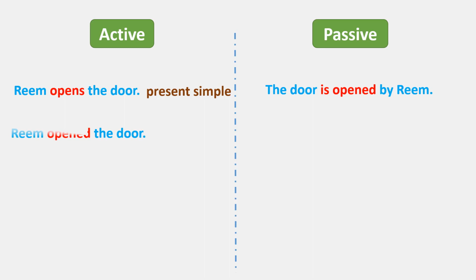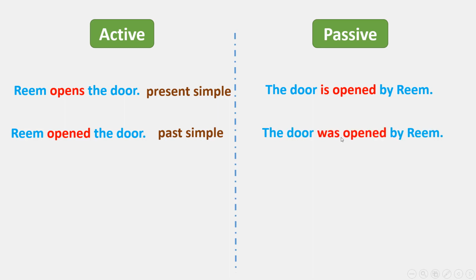Another sentence. Reem opened the door. It becomes past simple. In the first we have opens, and in the second sentence we have opened. So it becomes the door was opened by Reem.